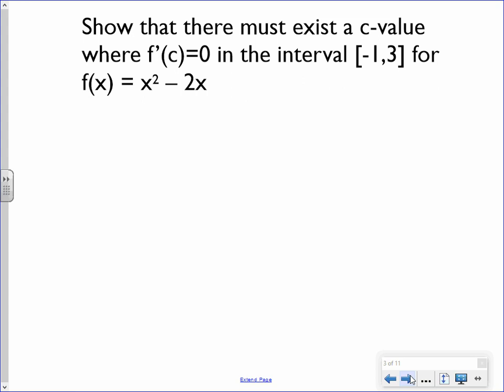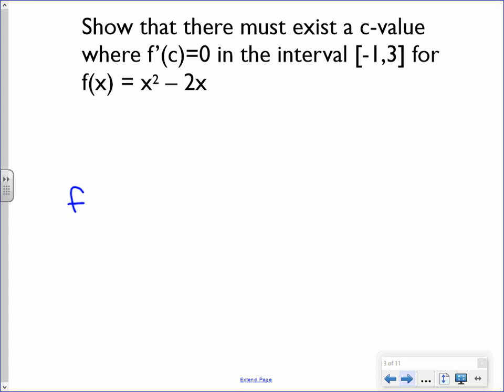Okay. And what I'm asking you to do is show that there must exist a c value where we have a derivative of 0. So, this is asking us to demonstrate Rolle's theorem. What needs to be true about the function values? They have to be the same. So that's probably something that we should check. Okay? So let's go ahead and check that.